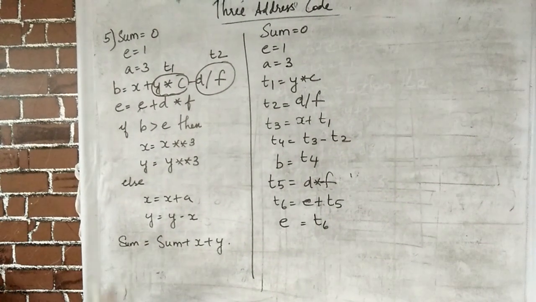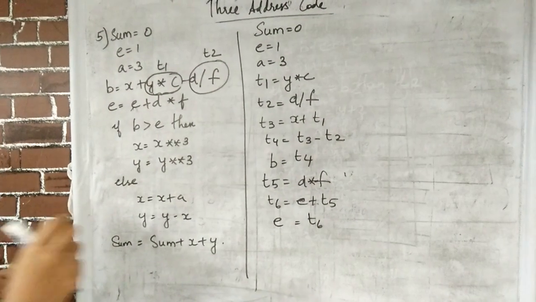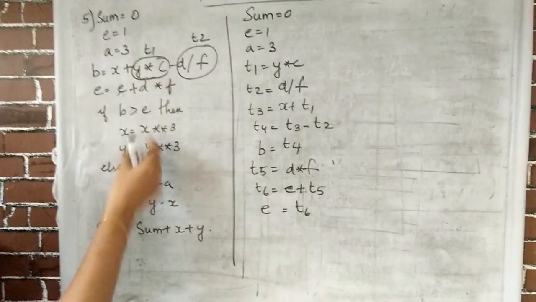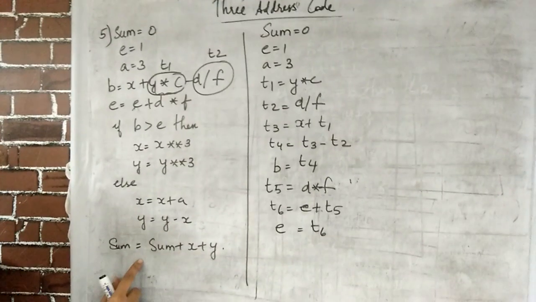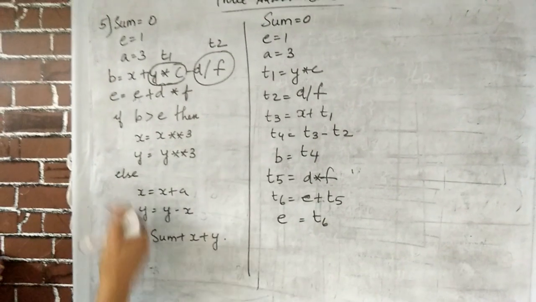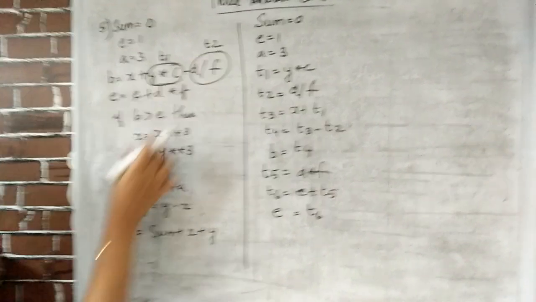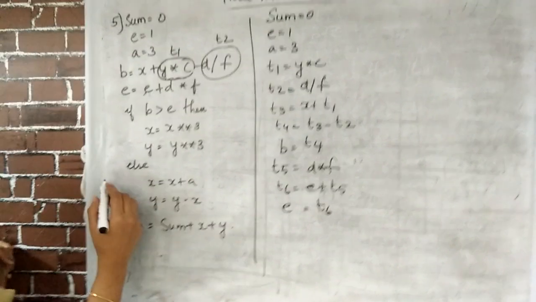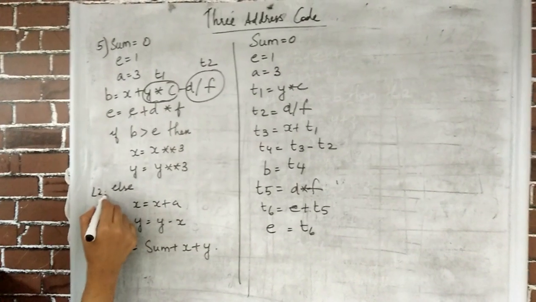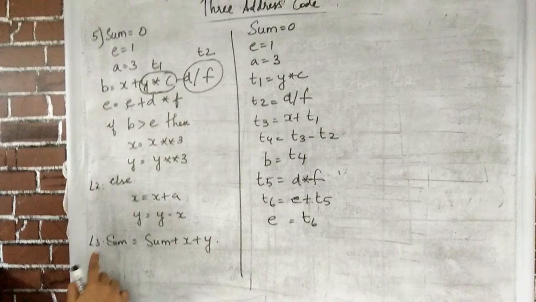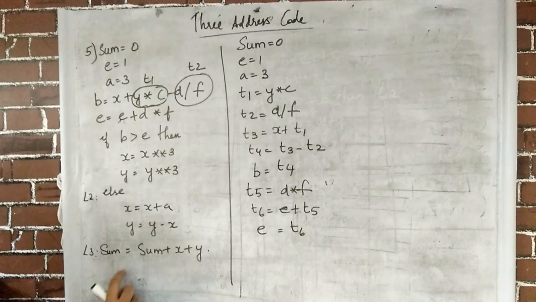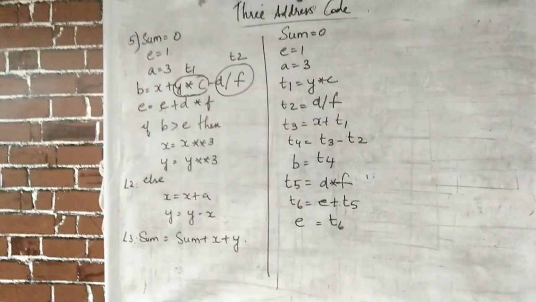Here the meaning is if this condition is true, execute this statement. After that, skip the else portion and execute this statement, right? If the condition is false, then execute this statement. So this is your L2, right? And after that, you have to execute the remaining statements. That is, here L3 has the statement sum is equal to sum plus x plus y.